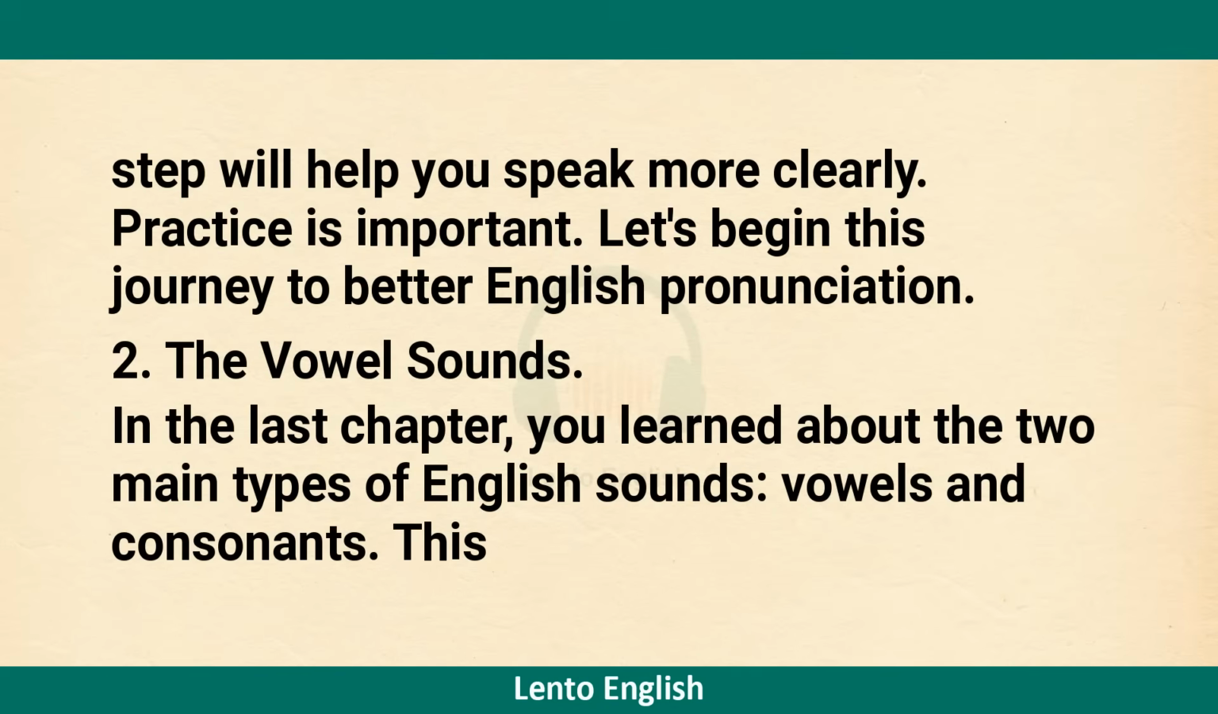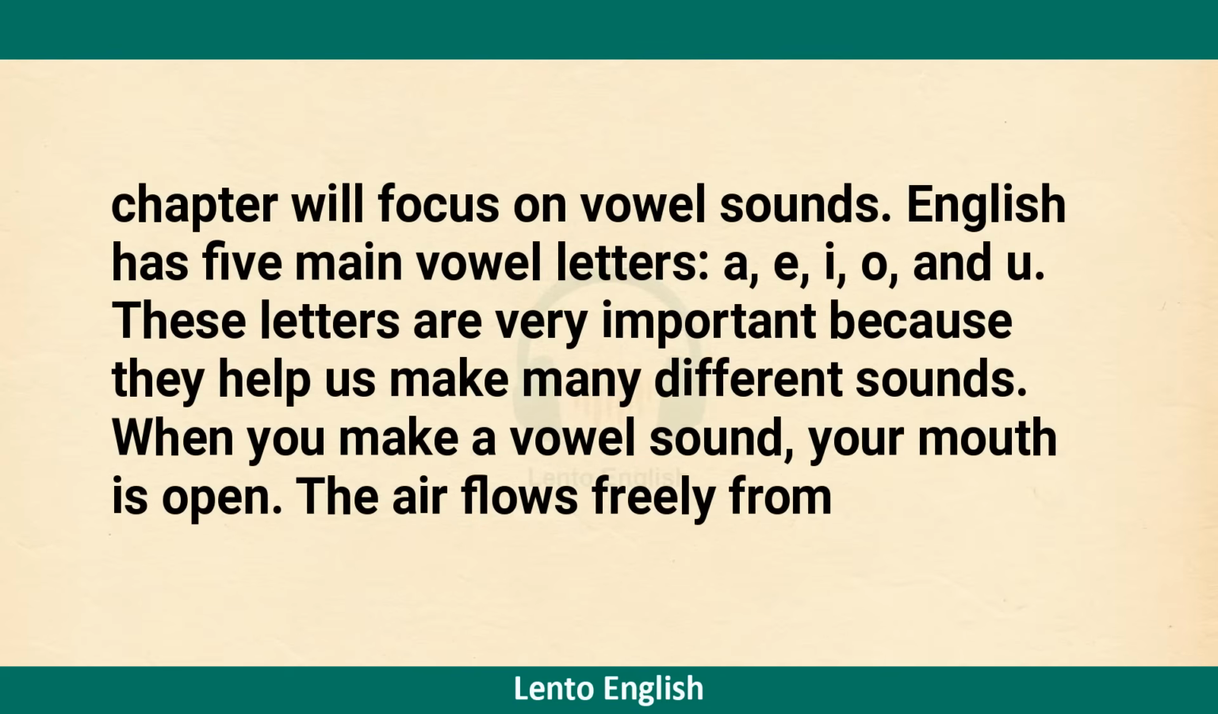2. The vowel sounds. In the last chapter, you learned about the 2 main types of English sounds, vowels and consonants. This chapter will focus on vowel sounds. English has 5 main vowel letters, A, E, I, O, and U. These letters are very important because they help us make many different sounds.